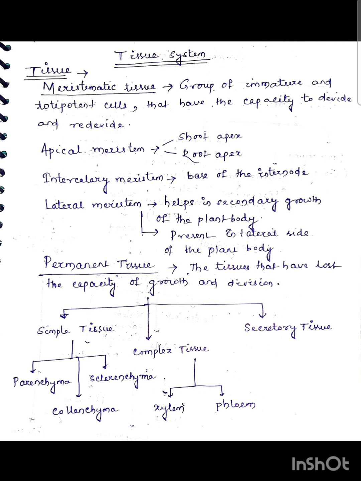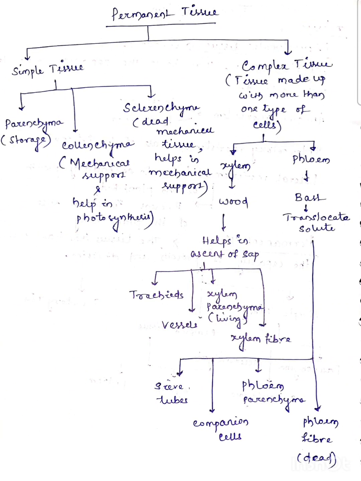Permanent tissues are categorized into simple tissue, complex tissue and secretory tissue. Simple tissue is again divided into parenchyma, collenchyma and sclerenchyma. Complex tissue, the tissue made up of more than one type of cells, is divided into xylem and phloem. Xylem helps in the conduction of water and minerals, and phloem helps in the translocation of solute.